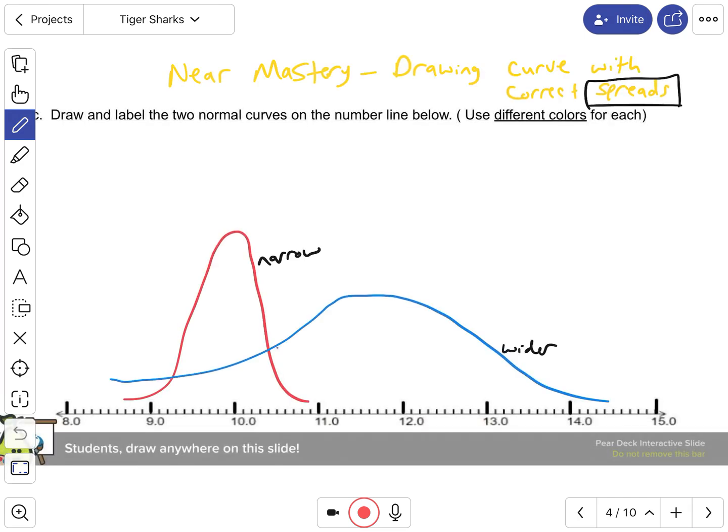So the red Gulf Coast is more narrow, but notice their means are way off. They should be at 11.5 and 11.9. However, this still shows near mastery by distinguishing between the spreads.